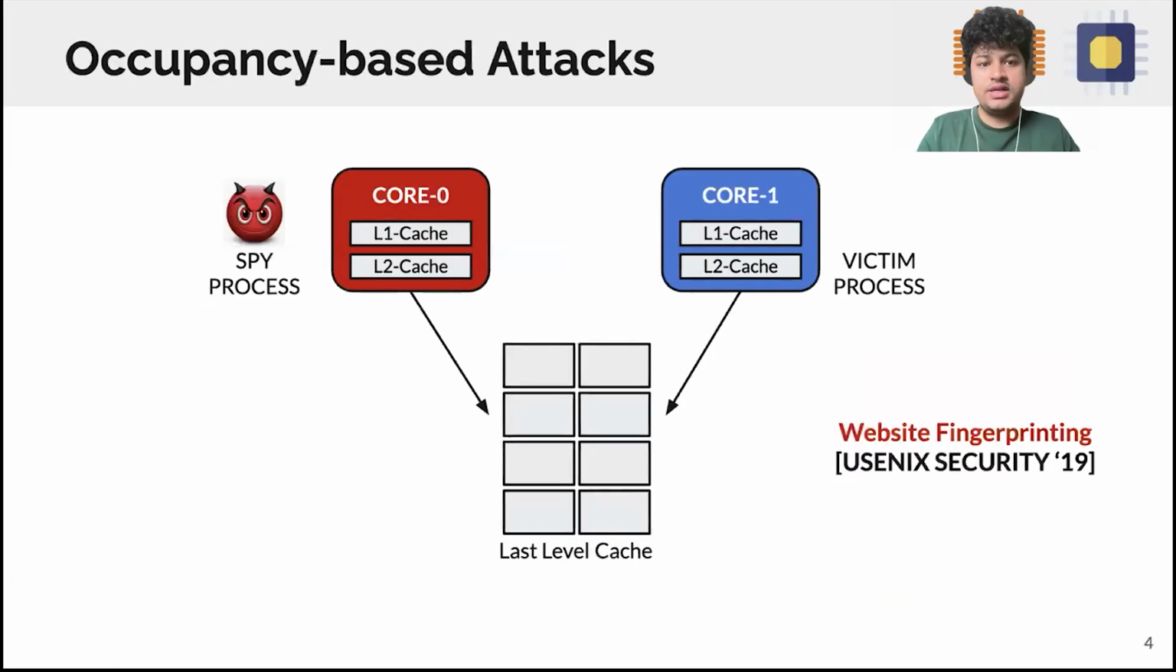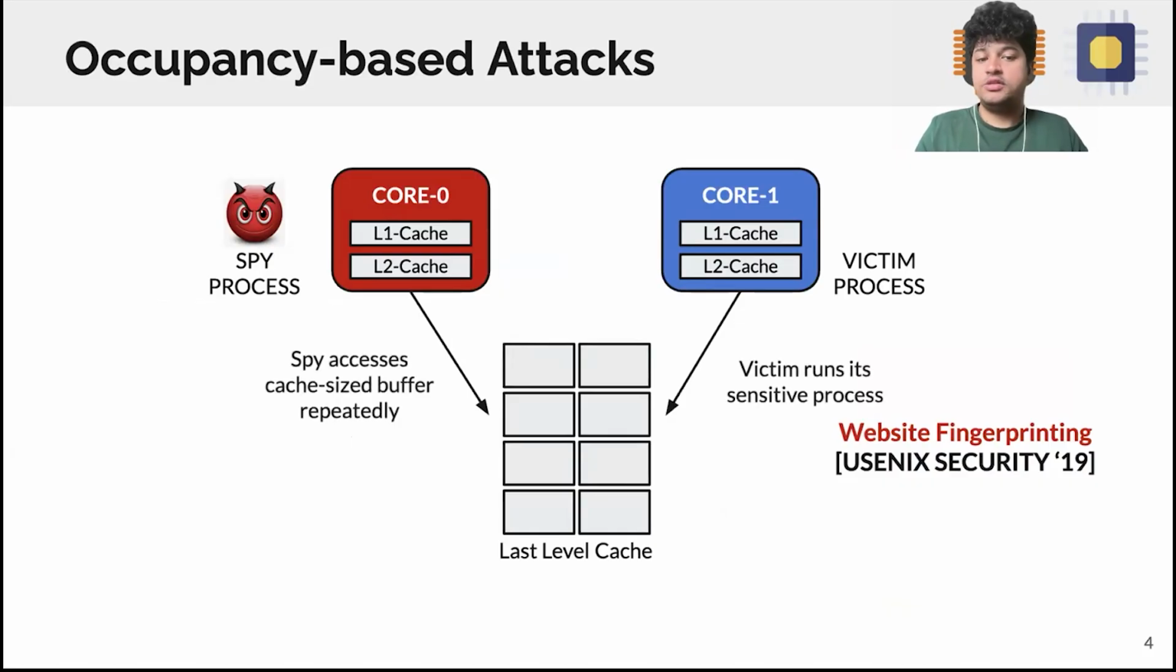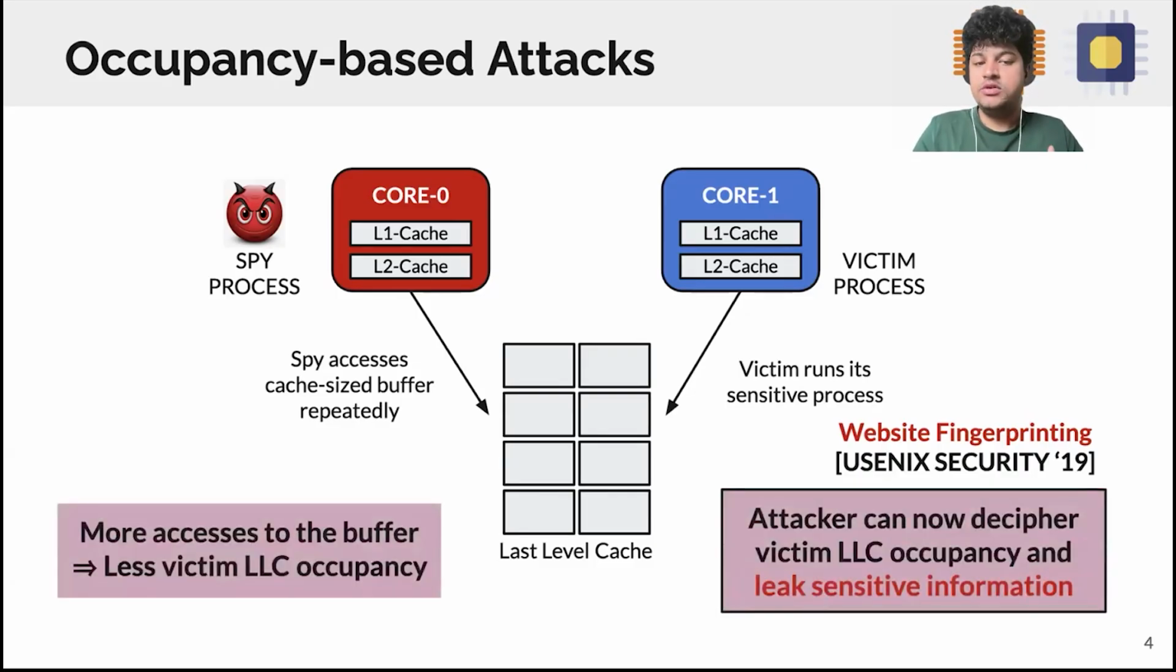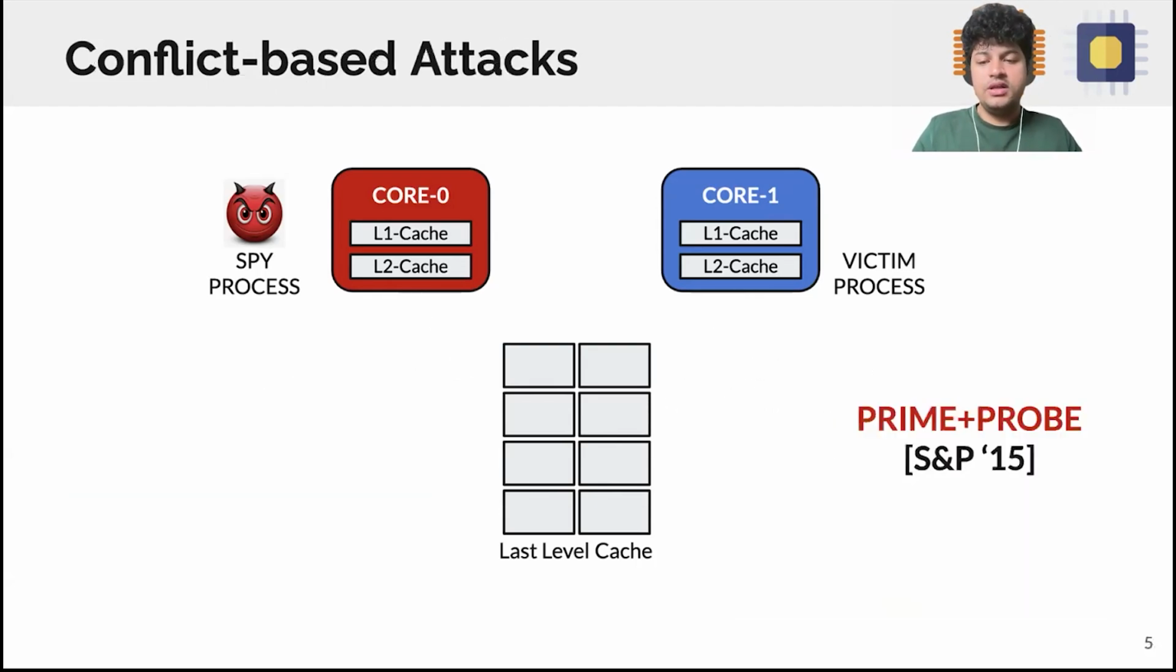The first being occupancy-based attacks. So in an occupancy-based attack, consider the setup where a spy and a victim process run on two different cores, and the level 1, level 2 caches are obviously private to the cores, and they share the last level cache. So this setup is basically from the website fingerprinting attack, and the spy will basically access a cache size buffer repeatedly while the victim is running its sensitive process. And the more the number of accesses that the spy is able to make to the same buffer, the less you can infer is the victim LLC occupancy. And this basically leaks information about the victim LLC occupancy and can leak some sort of sensitive information about the process it's running.